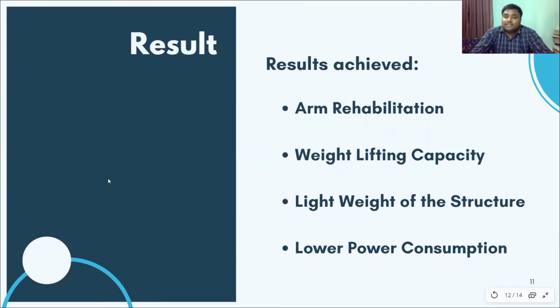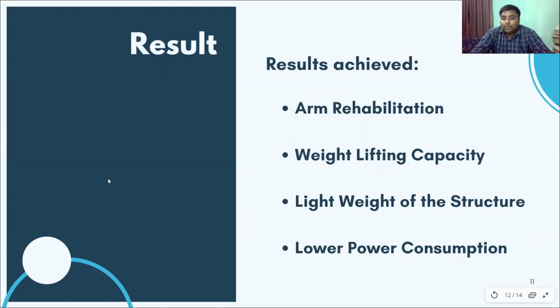Second one is the weightlifting capability or weightlifting capacity. The maximum weight or mass that we lifted using our device is 20 kg. Theoretically it was 21.7 kg, but in the laboratory we tried with 20 kg of weight and successfully held that weight for a longer time.